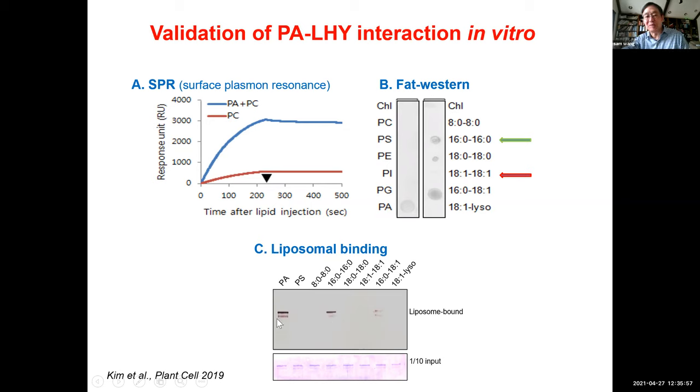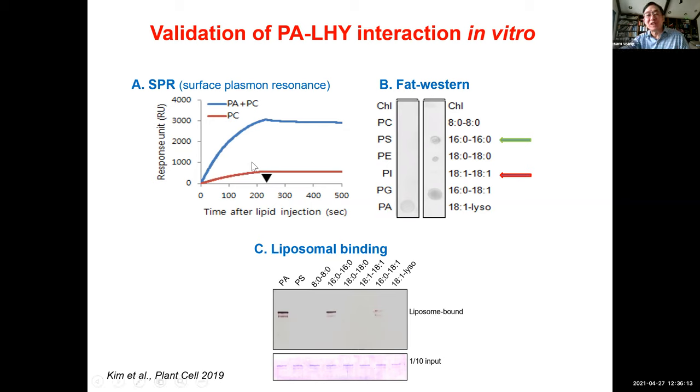This is a mixture of PA, and 18:1 PA does not bind well at all. So this is more unsaturated. This shows a specificity of the interaction. Again, it's not just a simple artifact.